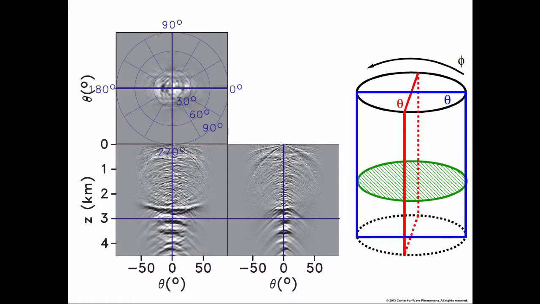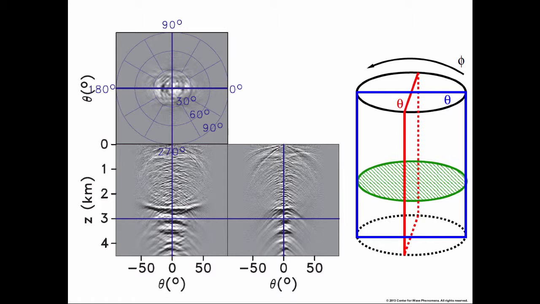The unfolded cube you see on the left actually corresponds to three spatial slices of the cylinder on the right. The bottom two panels correspond to the blue and red slices of the cylinder, and the top panel corresponds to the green slice of the cylinder.